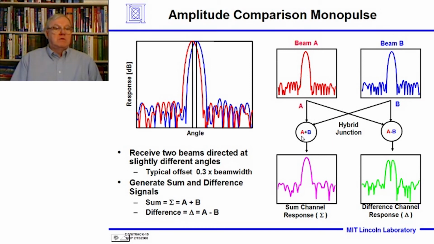And then we send them into a box, a microwave device called a hybrid junction, which is able to perform simultaneously on the traveling electromagnetic waves an addition of them and a subtraction of those 2 signals. The addition of the 2 signals we call the sum, and the difference we call the difference. And when they come out 2 separate ports, we call those the sum channel and the difference channel.